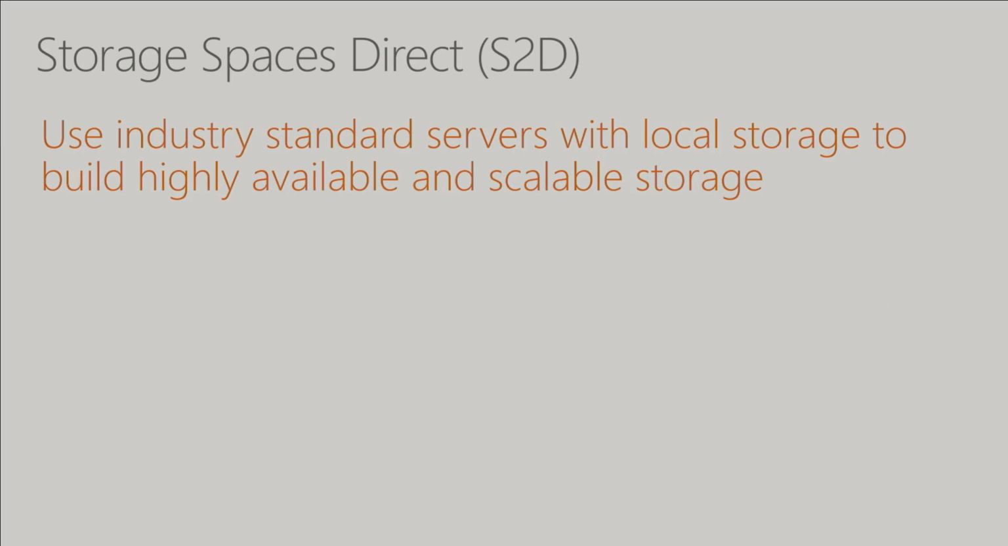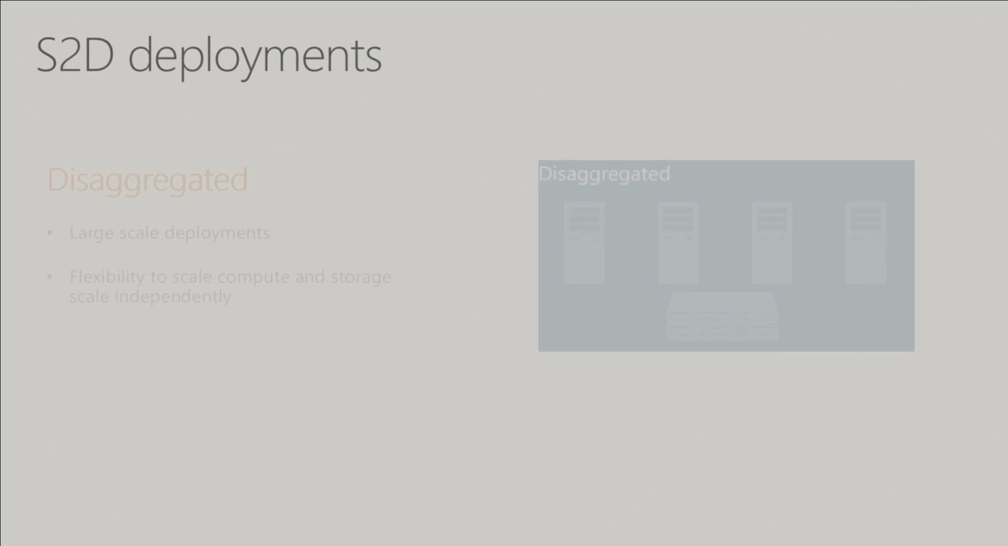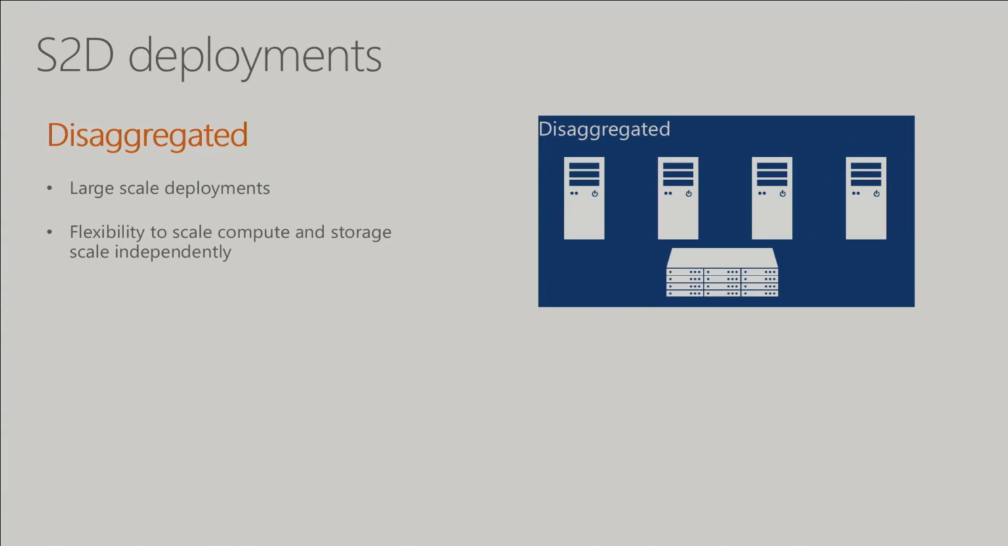Basically, you can take industry standard servers with local storage and build a highly available and scalable storage using that. Actually, right now, there is a parallel talk going on which focuses only on S2Ds. But as I mentioned, I will focus on the VMM aspect of it. So there are two kinds of S2D deployments.